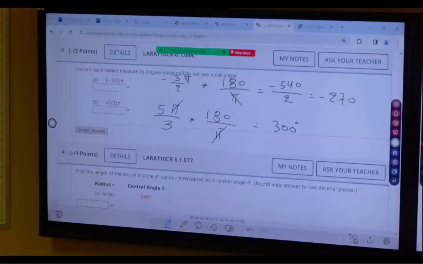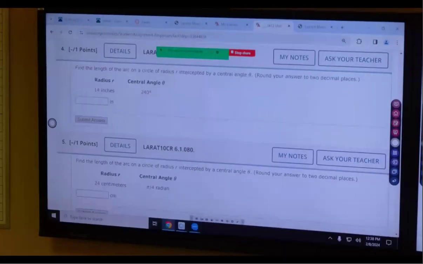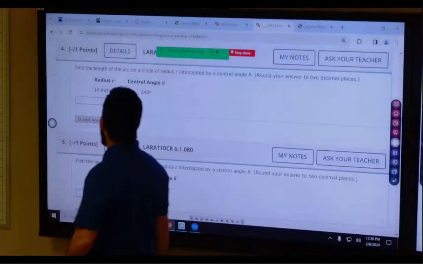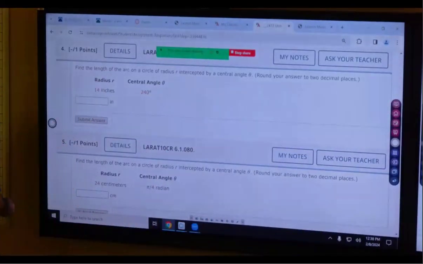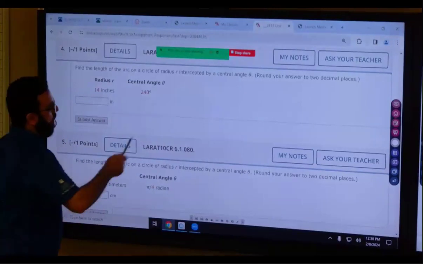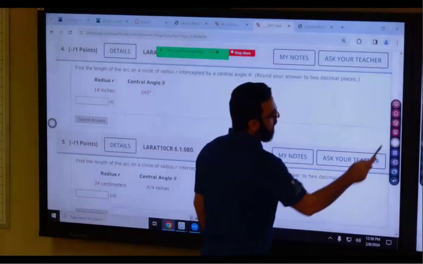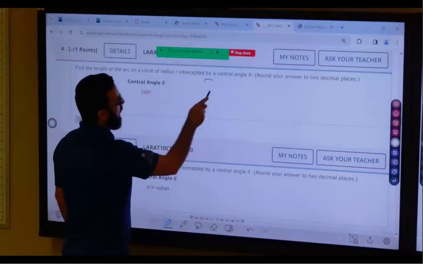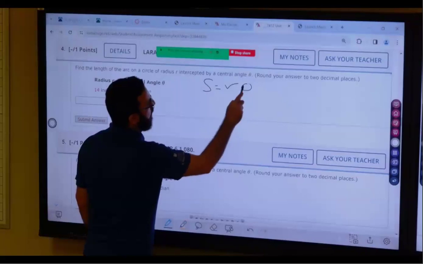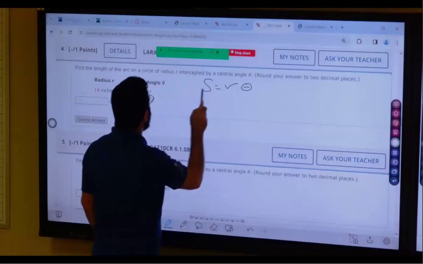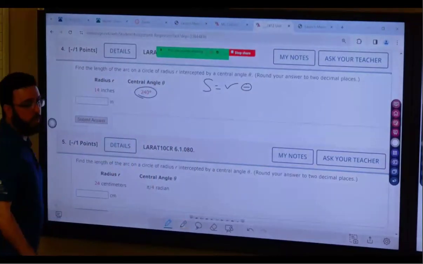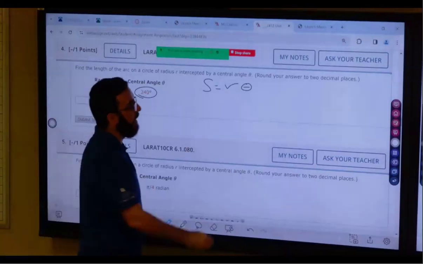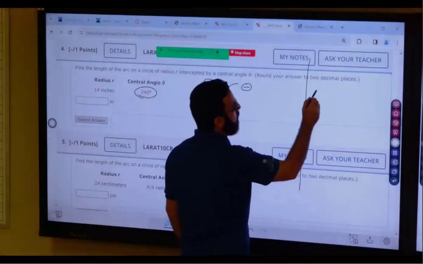Next. So on the test, are you going to want to see it like that, or in radian? In radian mode, that's the important part. So if you look here, find the length of the arc of a circle. We have the rule: the arc S equals R theta, and you have to make sure the theta is in radian mode. Check the theta here, 240. So I have to convert the theta to the radian mode.